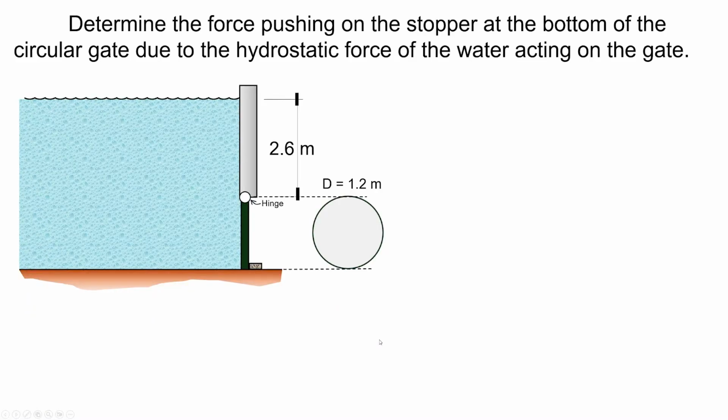We have here a new problem involving hydrostatic force acting on submerged surfaces. Determine the force pushing on the stopper at the bottom of a circular gate due to the hydrostatic force of the water acting on the gate. We have here a circular gate 1.2 meter in diameter, hinged at the top and supported by a stopper at the bottom. The top is 2.6 meter below the water surface.